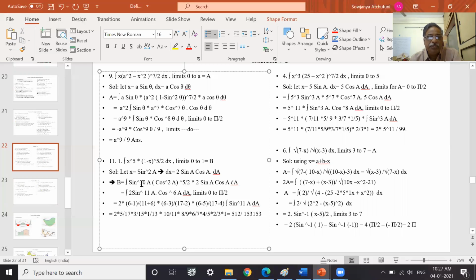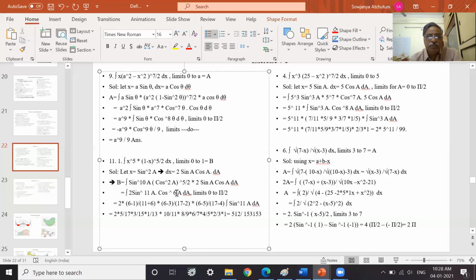When I substitute here, x to the power of 5 is sine to the power of 10 theta, into cos square to the power of 5 by 2 with the half cancelled, cos to the power of 5 theta, into 2 sine theta cos theta d theta. So 2 into sine to the power of 11, because 10 plus 1 is 11, and cos to the power of 5 into cos is cos to the power of 6. Now it is a simple thing.